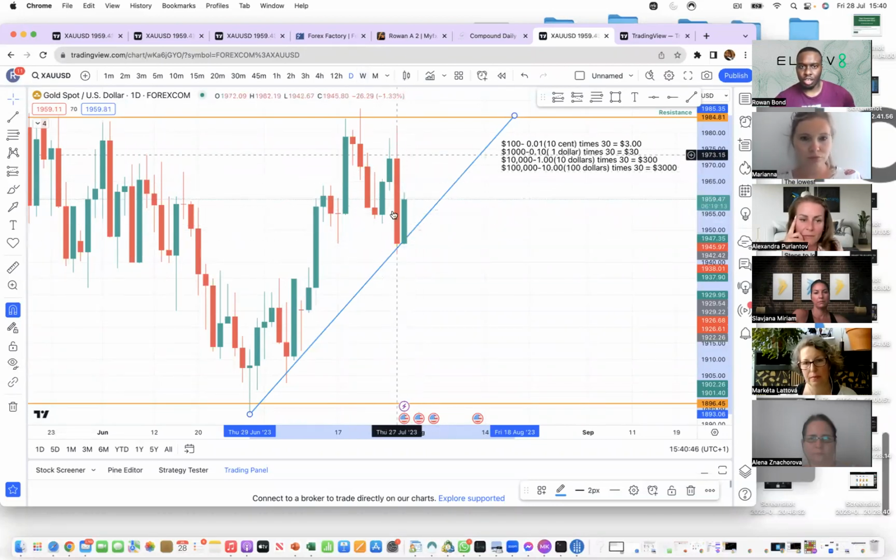Each candlestick here, other than this one, each candlestick is 24 hours.